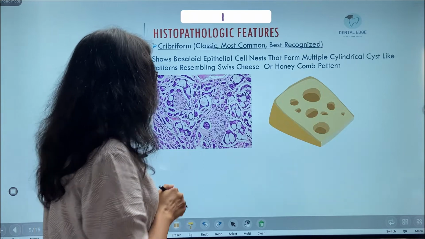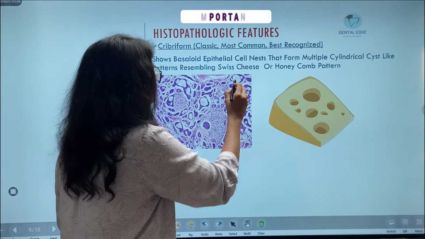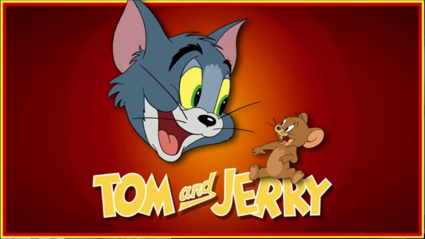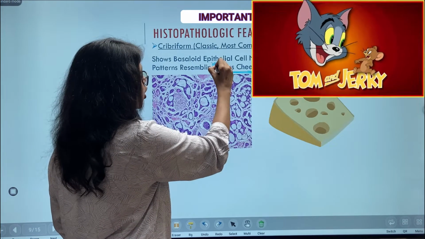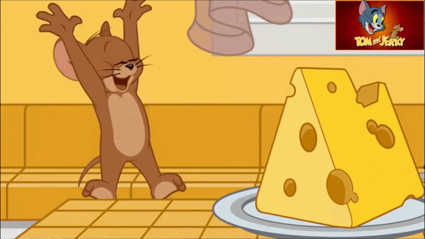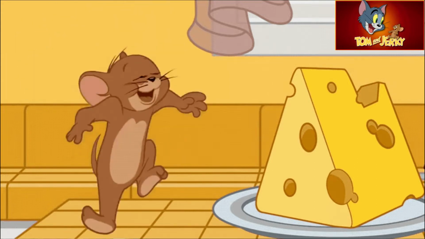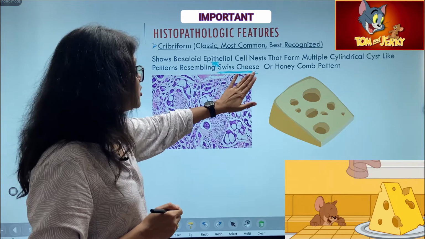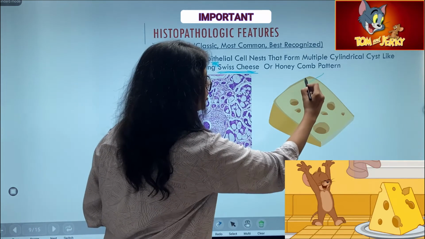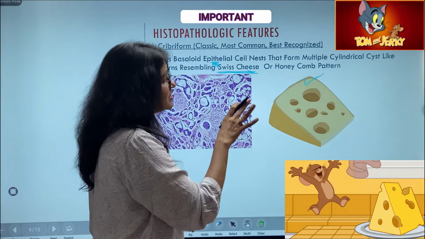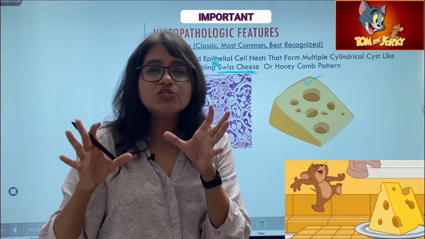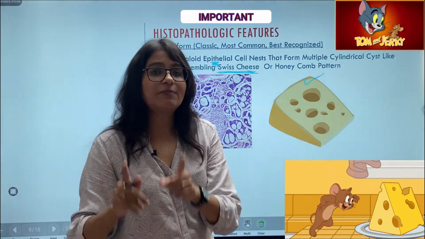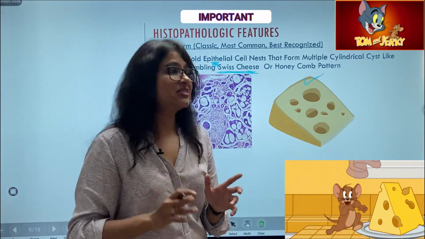The next point is, it also resembles Swiss cheese, and this is the reason I told you that you should remember that Tom and Jerry image. If you can appreciate here, you would have appreciated that Swiss cheese in Tom and Jerry. There is a Swiss cheese pattern. You can see on the image, this is Swiss cheese. So remember Tom and Jerry for adenoid cystic carcinoma, and you remember that Swiss cheese pattern is seen in adenoid cystic carcinoma.